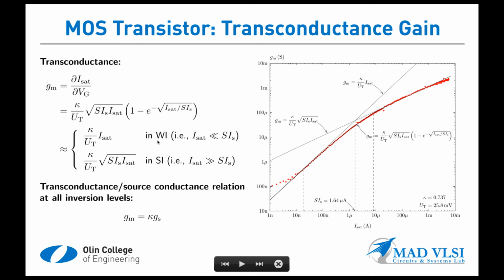In strong inversion, it turns out we get a different power law relationship for the transconductance gain. It turns out the gm is proportional to the square root of the saturation current. And so the transconductance gain predicted by this EKV model does a very nice job at following the transconductance of the device all the way through the transition region, whereas both of these extrapolated weak inversion and strong inversion models don't do so well as we get into this transition region here.